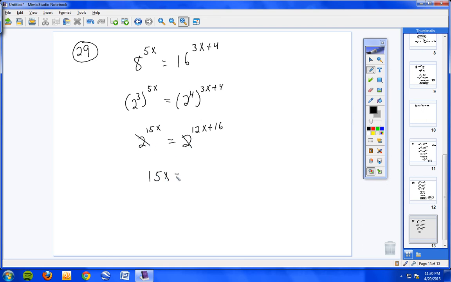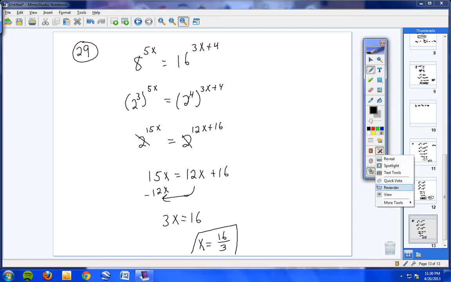So 15x equals 12x plus 16. So now let's go ahead and solve. Let's bring the 12x over and make it a negative 12x, and that would leave me with 3x equals 16. Now let's divide both sides by 3, and you'll get 16 over 3 for your answer, or 5 1/3, or 5.3. Whichever answer you would like to use is up to you.